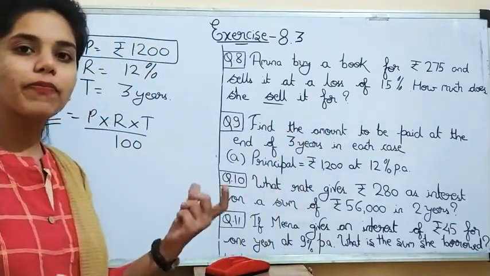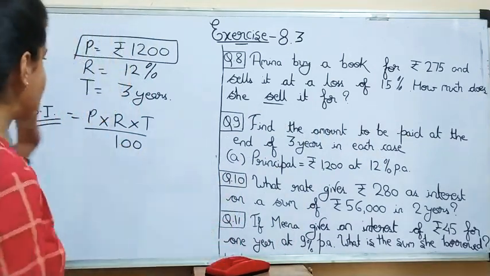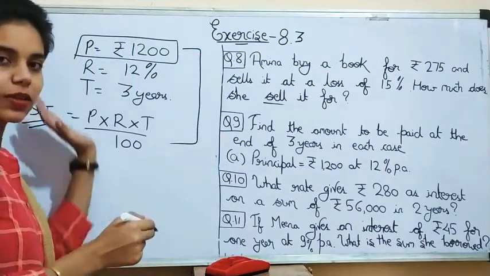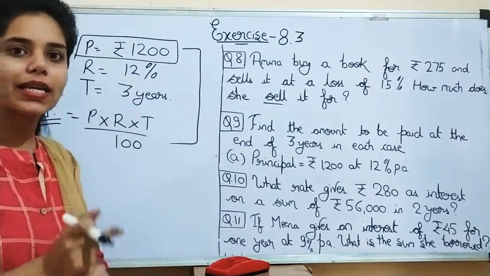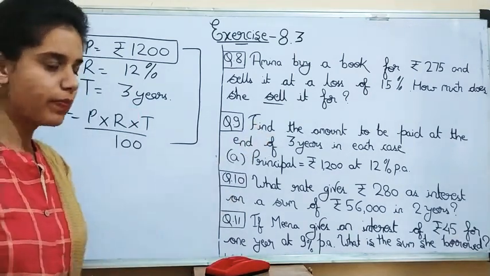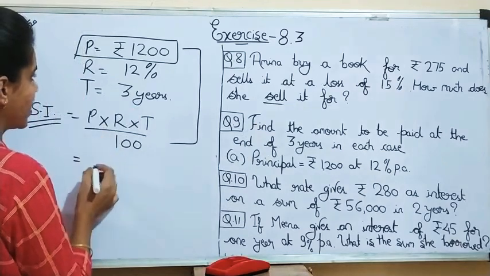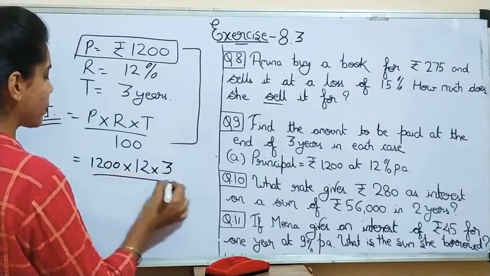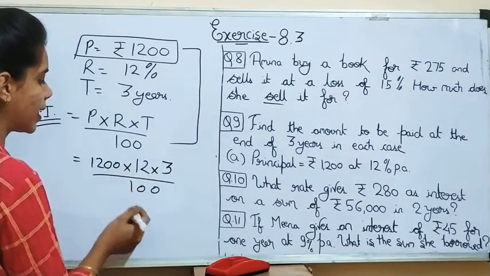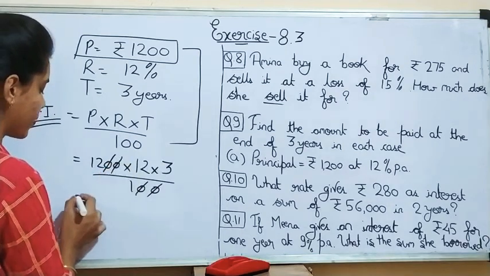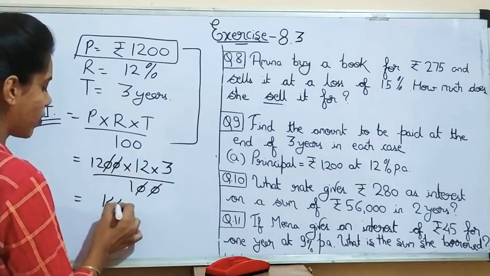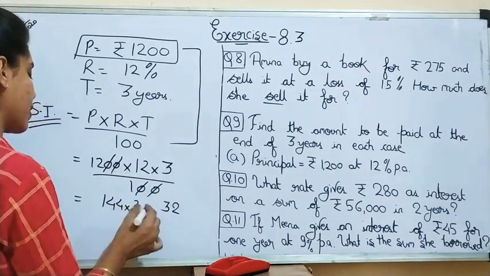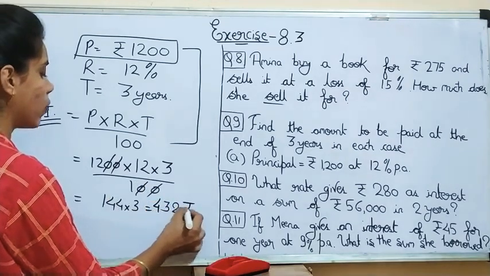First of all, we will find out the simple interest. Then after finding the simple interest, we will add the interest to the borrowed amount, and we will get the total amount. So put all the values here. Principal is 1200, rate is 12, time is 3, upon 100. All our multiplication means we can cancel it out. 12 12s are 144, multiplied by 3: 3 4s are 12, 3 4s are 12 plus 1, 13, 3 1s are 3 plus 1, 4. 432 rupees.